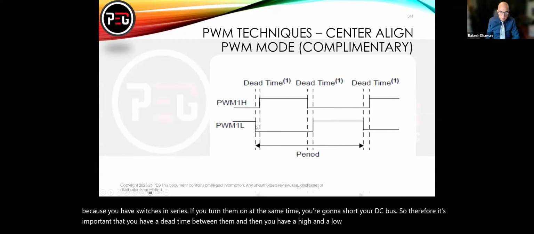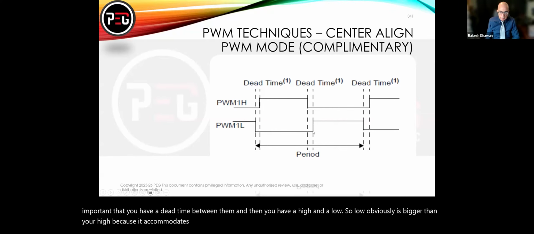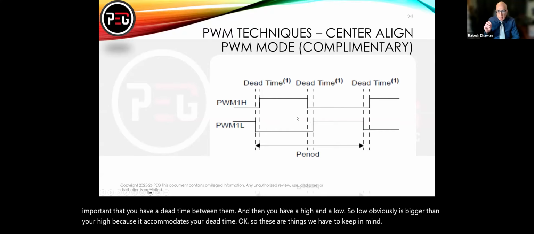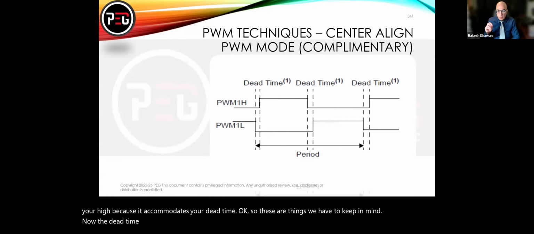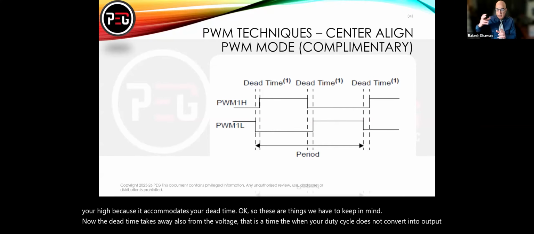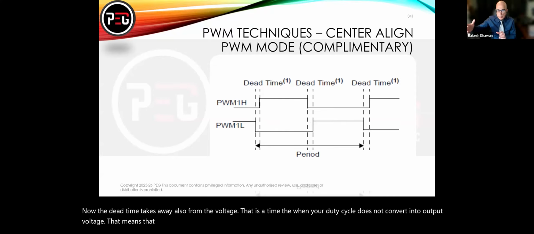So low obviously is bigger than your high because it accommodates your dead time. Okay, so these are things we have to keep in mind. Now, the dead time takes away also from the voltage. That is a time when your duty cycle does not convert into output voltage. That means that voltage is not available to the motor. So you have a net reduction in available voltage to the motor when you have a dead time.